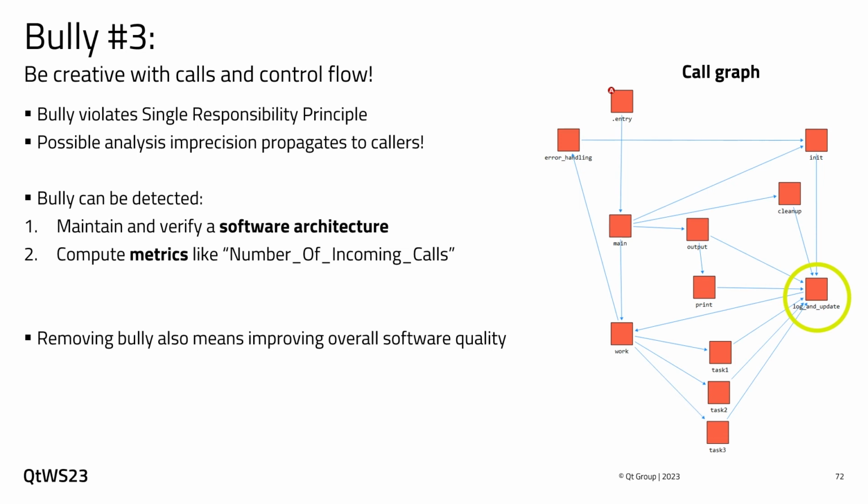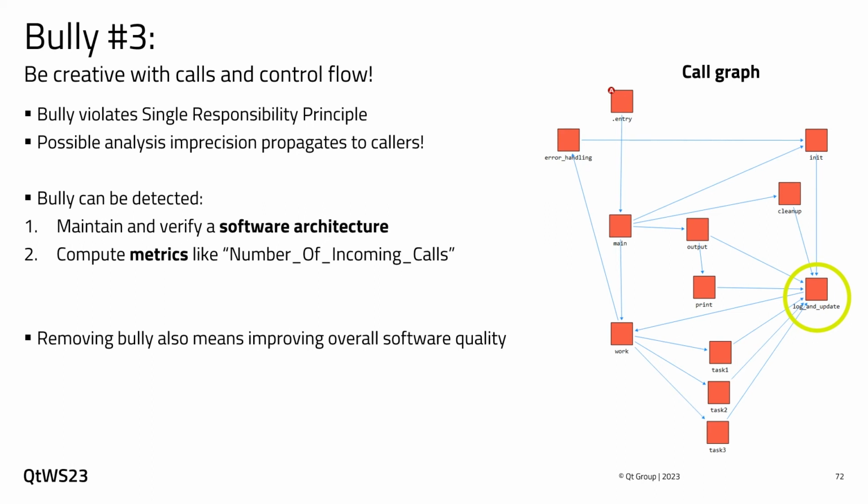The problem is normally the bully, of course, on the software engineering side, violates the single responsibility principle, but also normally an analysis tries to make some kind of summary information for a function. And if there is some kind of imprecision in this function summary, then this propagates to all the callers. So if you do not know the range of this variable, it might propagate to all the things that call it. And so you have imprecision everywhere. So you can bully your static analysis tool.